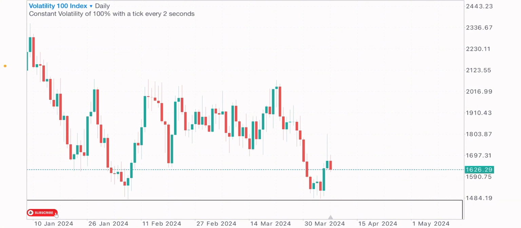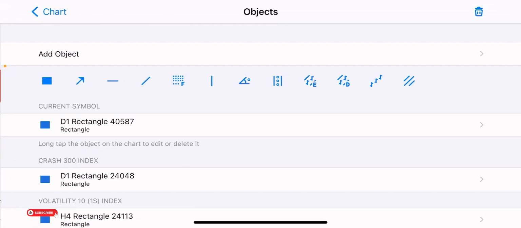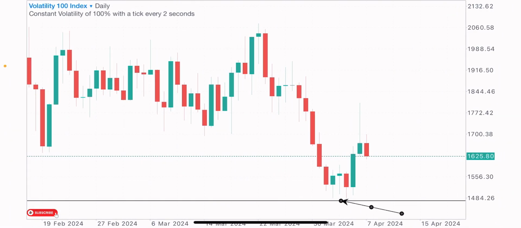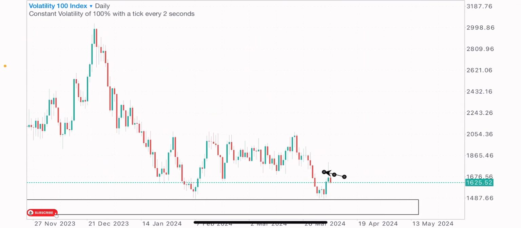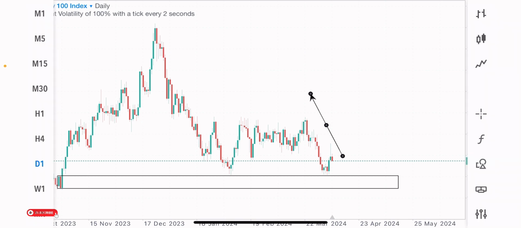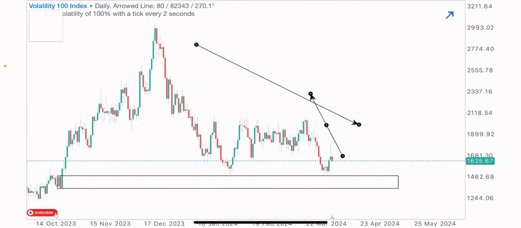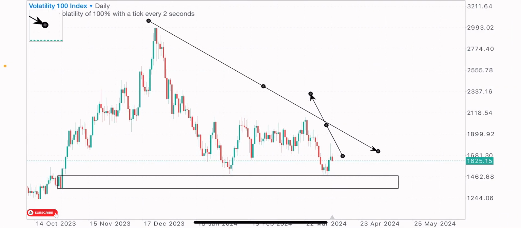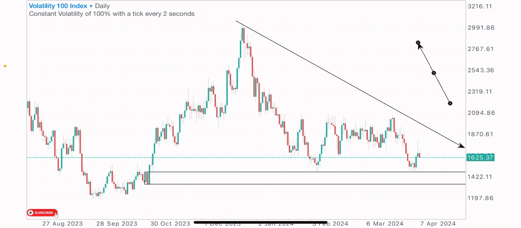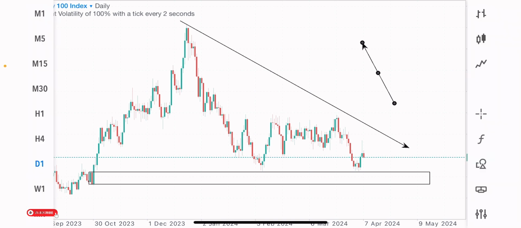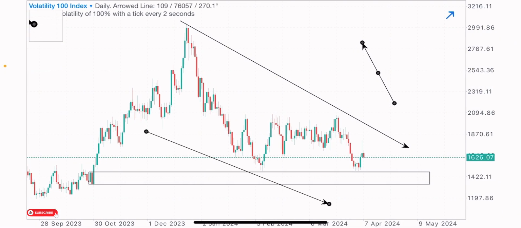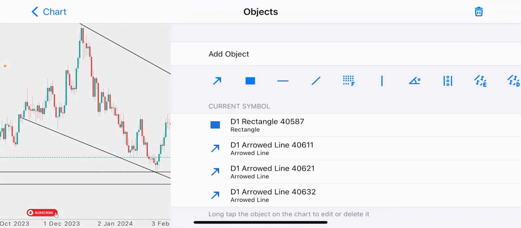Looking at the market structure, it's clear that this index is yet to test our expected buy zone. We got this little attempt, but price failed to test it. The market structure is very much bearish because price has created a series of highs and lows, and these are lower than each other. The market has been creating lower highs and lower lows for some time now on the daily time frame.